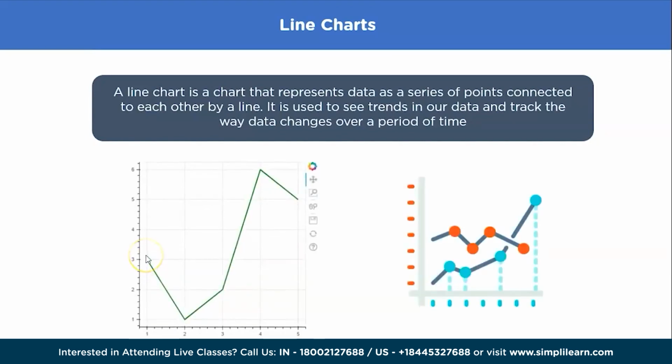So this is the same chart that we just plotted using Bokeh right now. As you can see, the parameters that were passed in were 1, 2, 3, 4, and 5 on the x-axis, and 3, 1, 2, 6, and 5 on the y-axis. So how exactly the line chart is plotted is that you plot each of these points and then you connect or join them using a line.